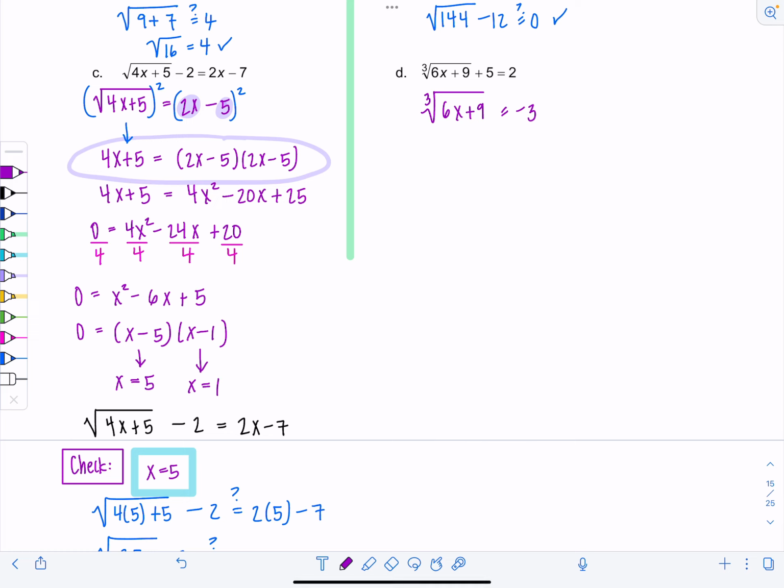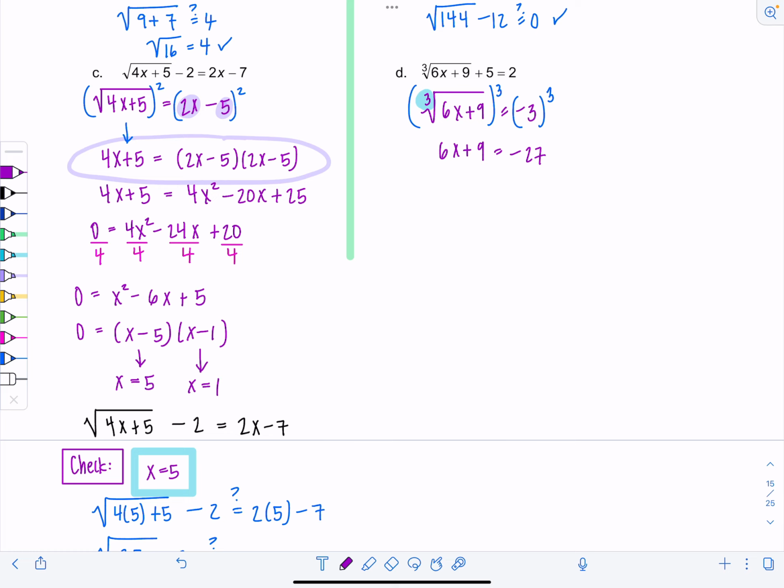And then to get rid of the radical, you just raise both sides of the equation to whatever the index is. So the index here is a 3. Remember, the index is this little baby number right here. So I'm going to cube both sides. Now on the left, we just have 6x plus 9. And then negative 3 cubed is negative 3 times negative 3 times negative 3. So that's negative 27.